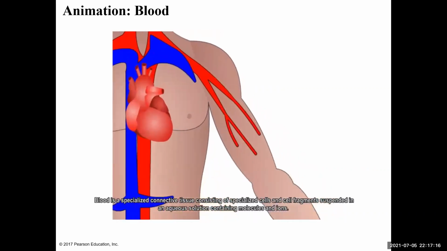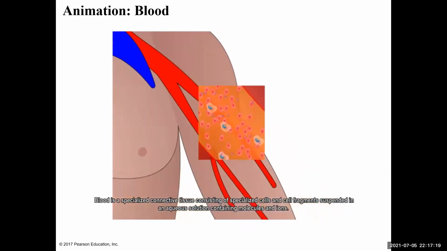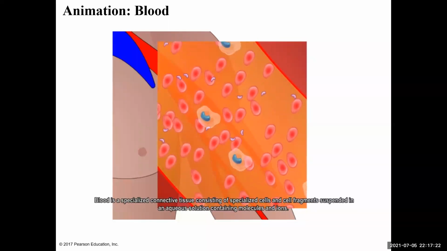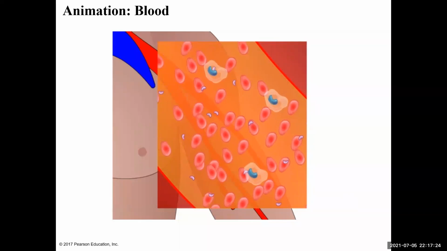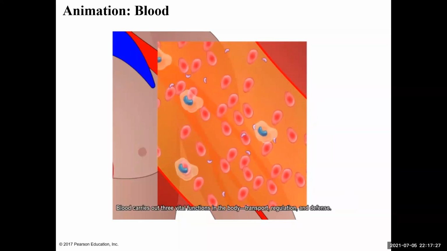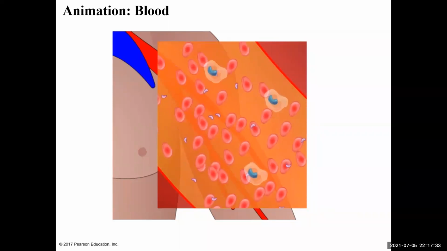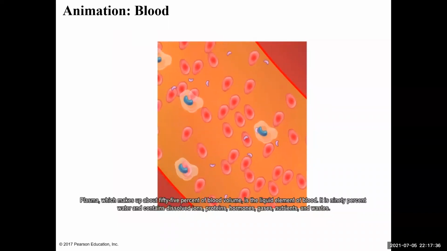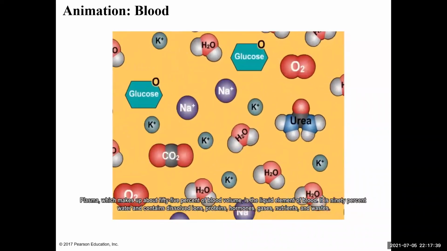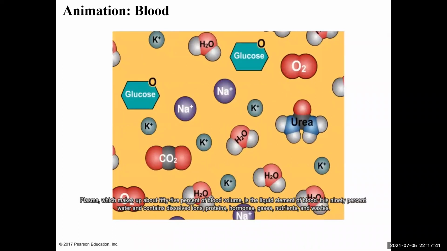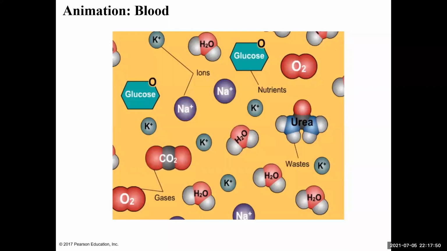Blood is a specialized connective tissue consisting of specialized cells and cell fragments suspended in an aqueous solution containing molecules and ions. Blood carries out 3 vital functions in the body: transport, regulation, and defense. Plasma, which makes up about 55% of blood volume, is the liquid element of blood. It is 90% water and contains dissolved ions, proteins, hormones, gases, nutrients, and wastes. Plasma serves as the transport medium for the cellular and non-cellular elements of blood.